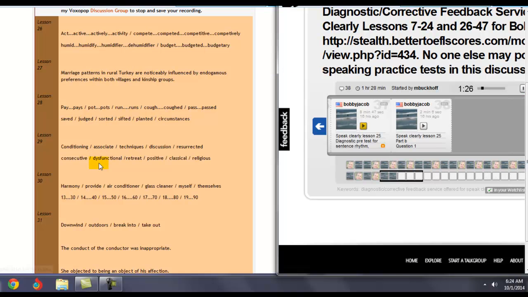Lesson number 29. Now looking at word stress. Conditioning. Associate. Techniques. Discussion. Resurrected. Consecutive. Dysfunctional. Retreat. Positive. Classical. Religious. Lesson number 30. Just not bad. Don't forget, not lesson 30, but lesson number 30.